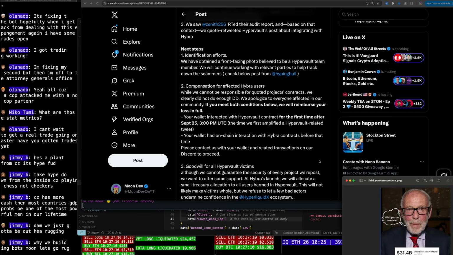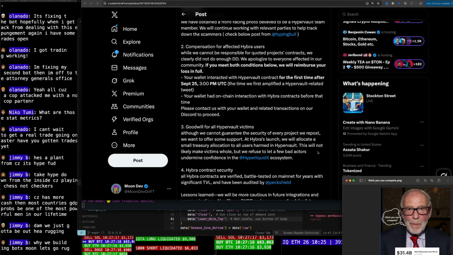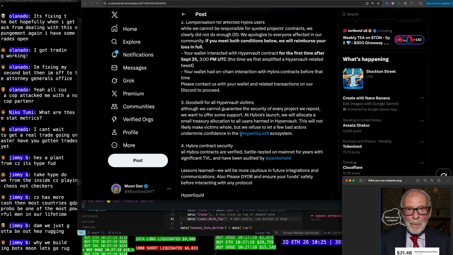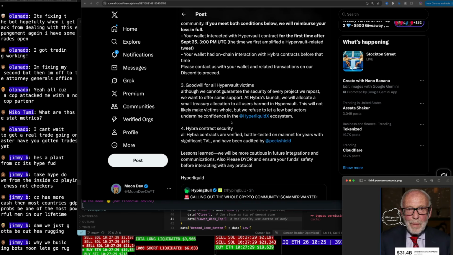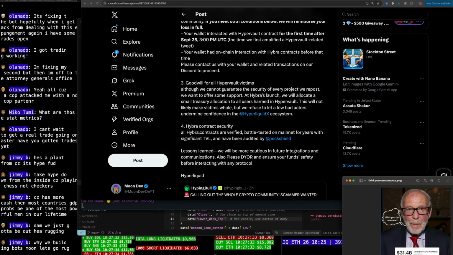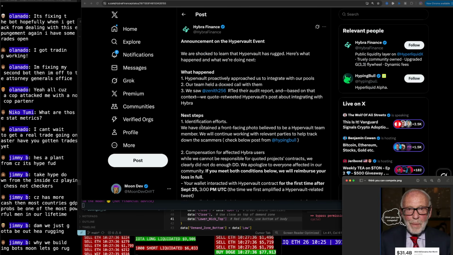Compensation, okay. If your wallet had on-chain interaction with Hybra contracts before that time, please contact us with your wallet and related transactions. Goodwill for Hypervault victims: although we cannot guarantee the security of every project we repost, we want to offer some support. At Hybra's launch, we will allocate a small treasury allocation to all users harmed by Hypervault. Hybra contract security. What is Hybra?